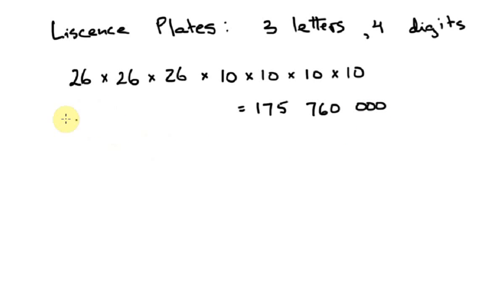One thing to keep note of here is that this allowed repetition of letters and digits, so it allows repeats. And also, very important is order mattered. We might be using the same letters and the same digits, but we've changed the order on it, and that counts as a different license plate.